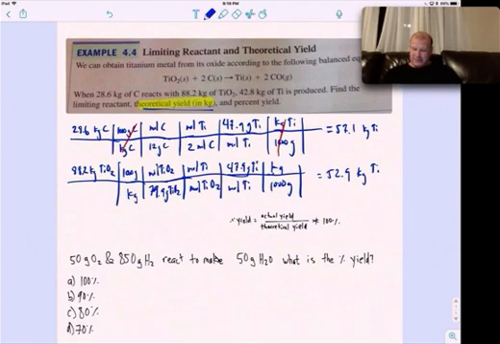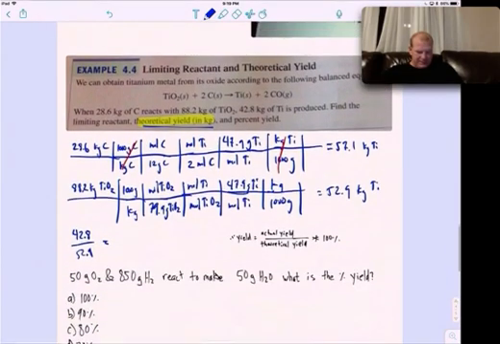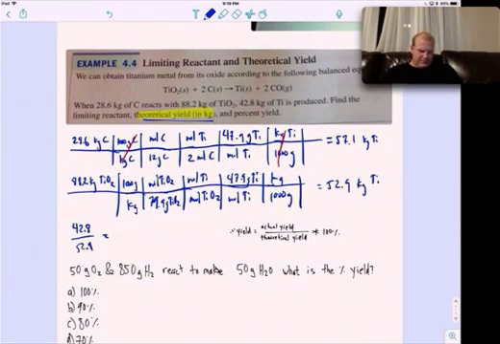So the actual yield was 42.8 divided by 52.9. So I'll just go ahead and put that in my calculator. The calculation's up there for you. This one's pretty simple. So that is 80.9%.